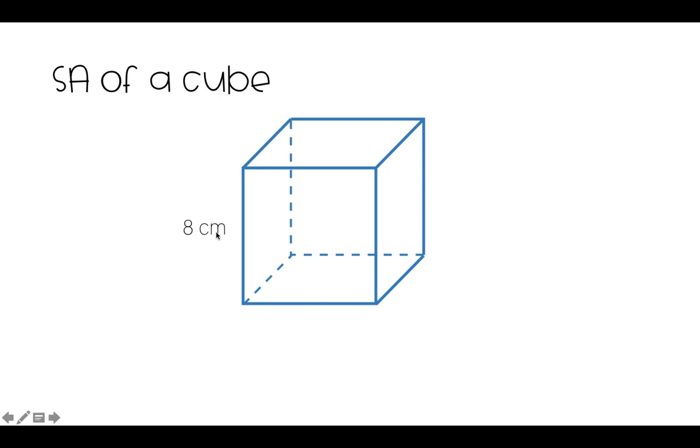Let's do an example. We can see here that the length is 8 centimeters. So total surface area equals 6 times length squared, so 6 times 8 squared, which gives us 6 times 64, which gives us a total surface area of 384 centimeters, and I've missed off the little square there. That's really important. We're doing area, so do not forget to include your units squared.